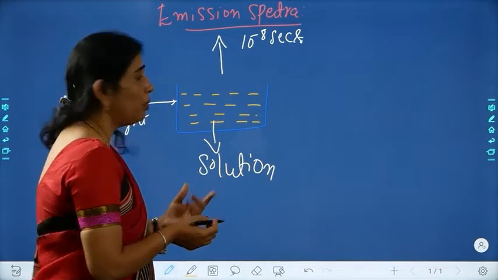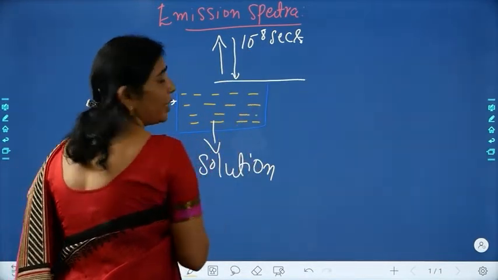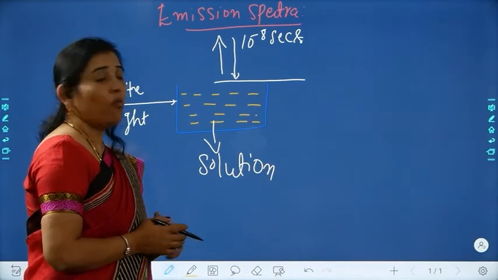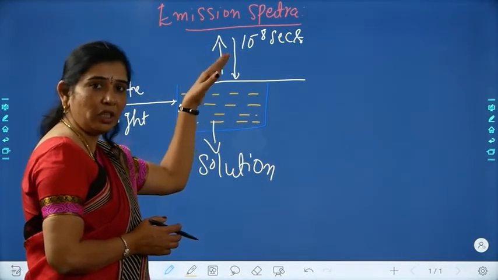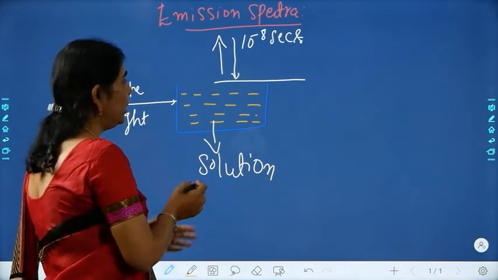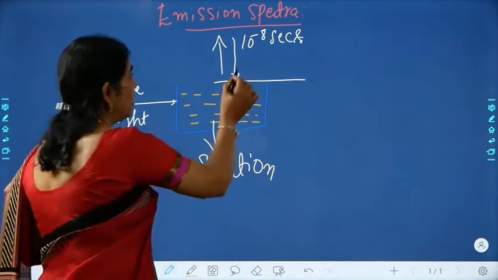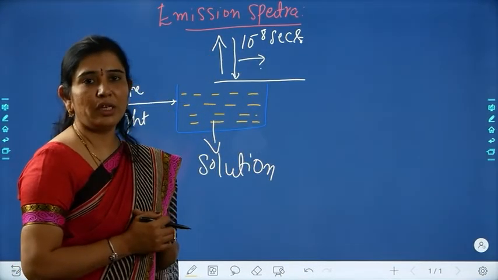Thereby what is going to happen here? Electrons tend to revert back to the ground state energy level, or lowest energy level. While reverting back from the excited state or higher energy level to the lower energy level, how much amount of light energy was absorbed? That will be emitted by these electrons. Is it clear now?